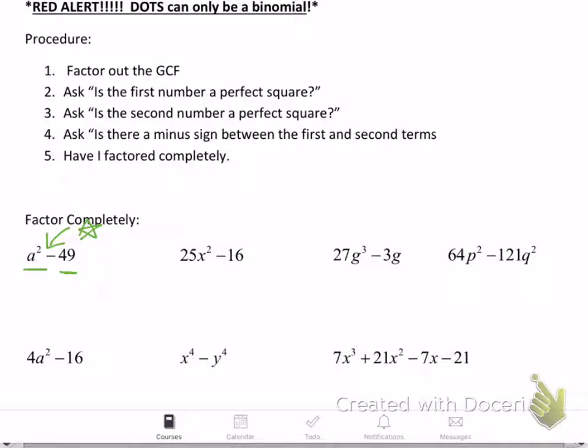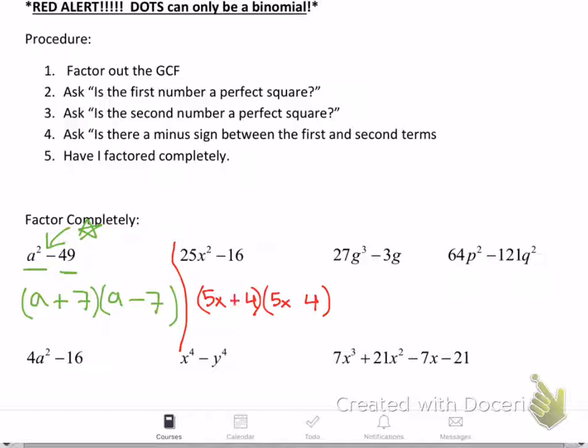Therefore, since it's a difference of two squares, one of the factors is going to be positive, one of them is going to be negative. My first term is going to be a for both, and my second term is going to be 7 for both. Let's try 25x squared minus 16. Both 25 and x squared are perfect squares. 16 is also a perfect square. So 25x squared, when I take the square root, becomes 5x. The square root of 16 is 4 and 4. Since I have a minus sign in the middle, that means I have a plus and a minus.